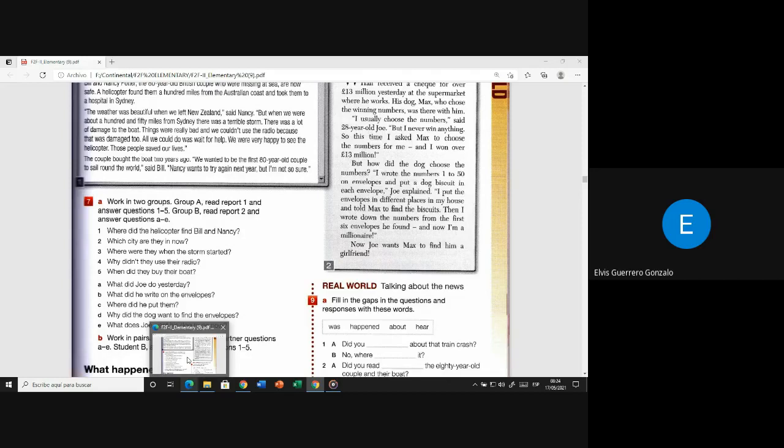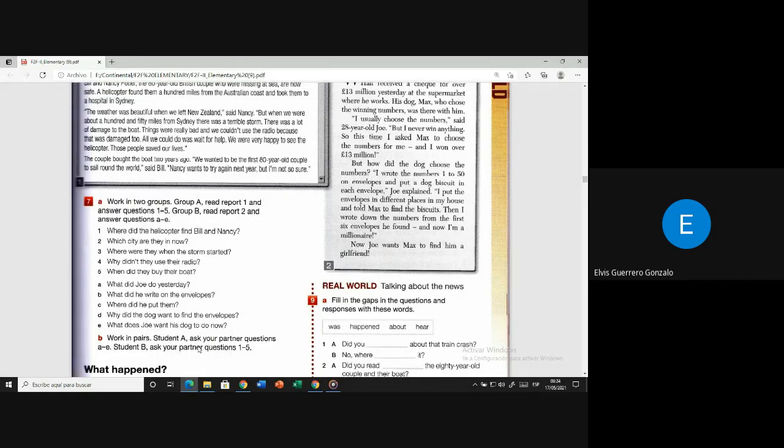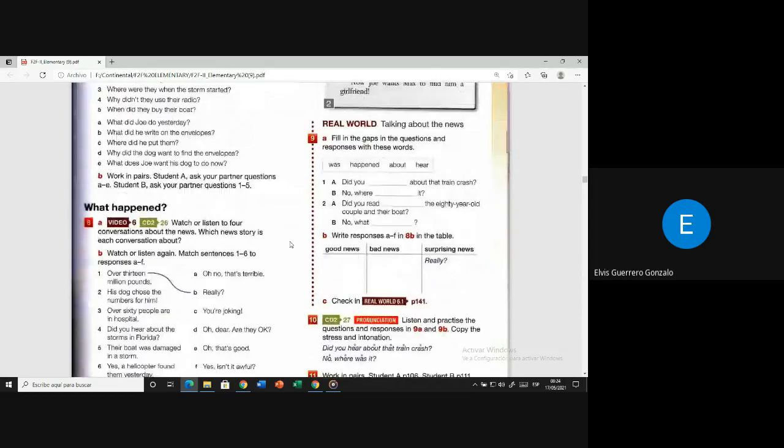Why did the dog want to find the envelopes? Because the envelopes had a dog biscuit in each one. No, he put a dog biscuit in each envelope. What does Joe want his dog to do now? To find him a girlfriend. Interesting stories. All right.